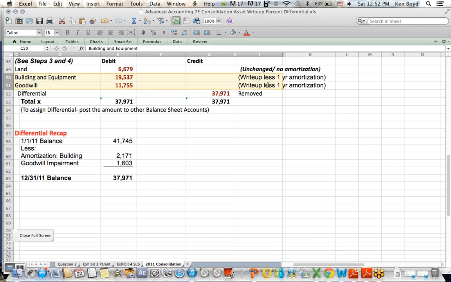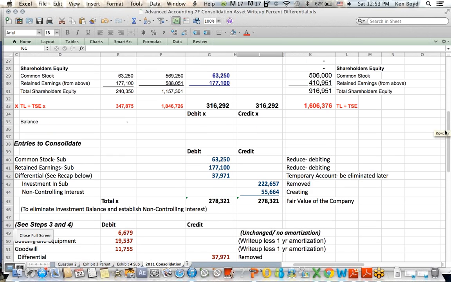The building and equipment represents the beginning balance of the write-up, which we saw earlier, less the 1 year of amortization that we mentioned, because this is as of the end of 2011. And finally, to make sure I've got the right differential number, I took the beginning balance, the $41,745 that we saw. I subtracted the amortization and the goodwill for one full year, and I get an ending balance of $1,231 of the differential. That is the differential that gets posted here, so we know everything balances out.